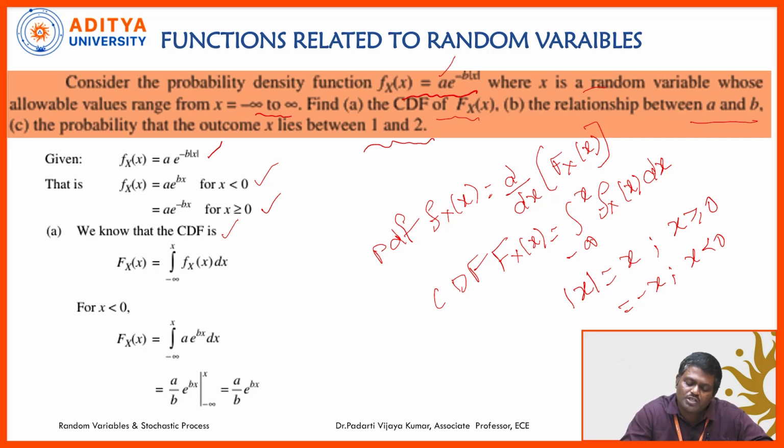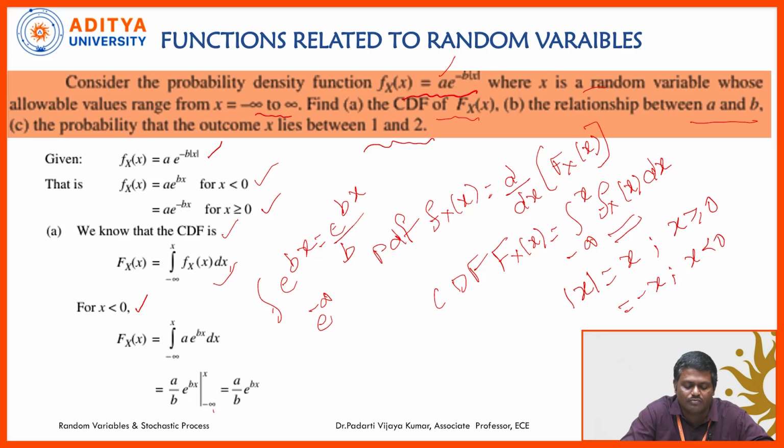We know the distribution function is nothing but the integration of the density function. So, using this formula, let us compute for x less than 0, integrating from minus infinity to x. Assume x is less than 0. Now the integration of e power bx is e power bx by b. Substituting the limits, e power x minus e power minus infinity, and e power minus infinity is 0. So, for x less than 0, the distribution function is a by b e power bx.